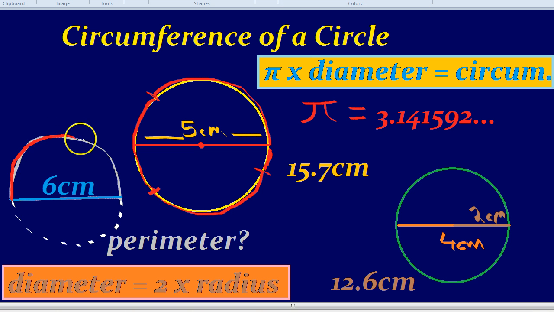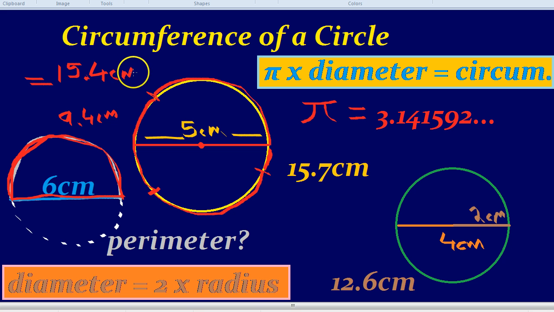That's 9.4 centimeters. Does that mean I've got the perimeter of 9.4? Not quite, because remember, perimeter means all the way around. So we've got to add that 9.4 to the diameter here to get all the way around the semicircle and find its perimeter. 9.4 plus 6 is indeed 15.4. So using the power and magic almost of the circumference of a circle and that powerful symbol of pi, we've found the perimeter of a semicircle.